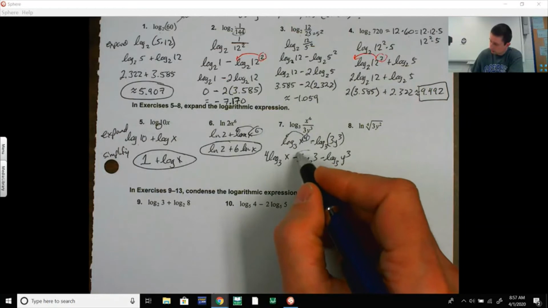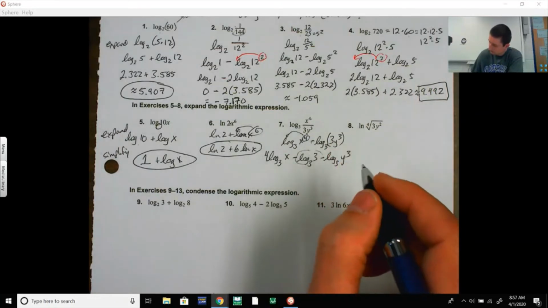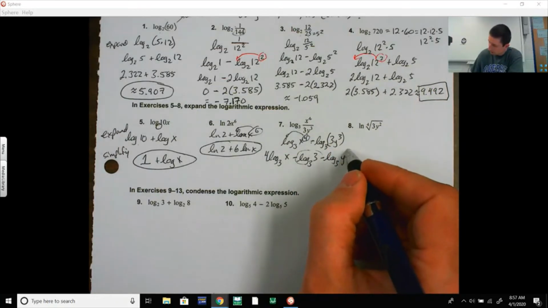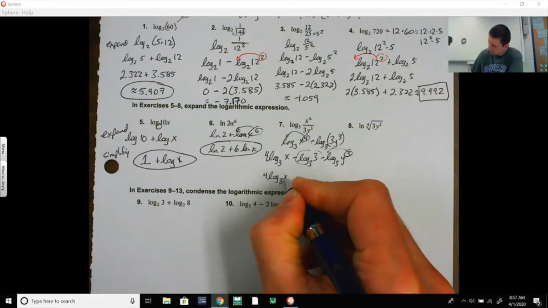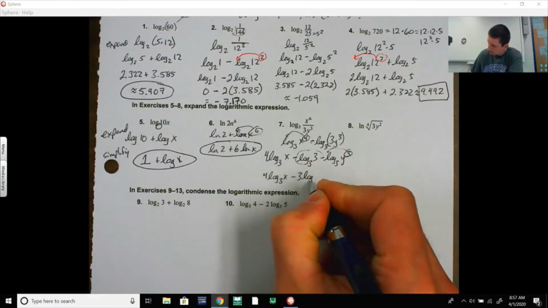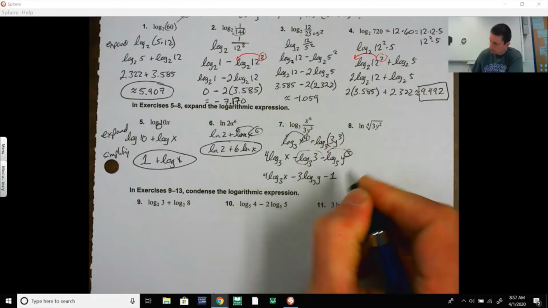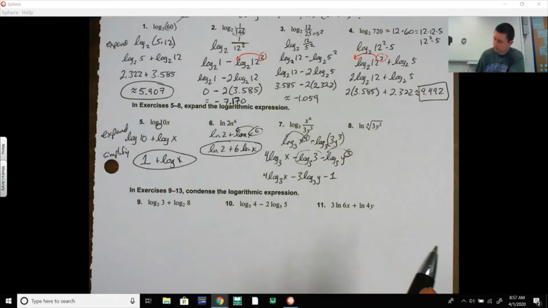Okay, notice the middle, log base 3 of 3 is 1, and we can do a frog log here. So we get 4 log base 3 of x minus 3 log base 3 of y minus 1 from the log base 3 of 3.